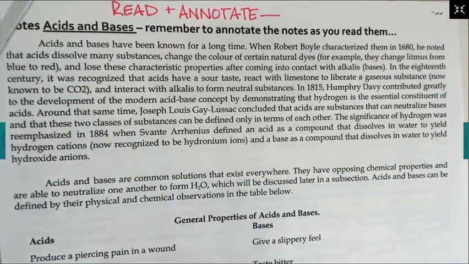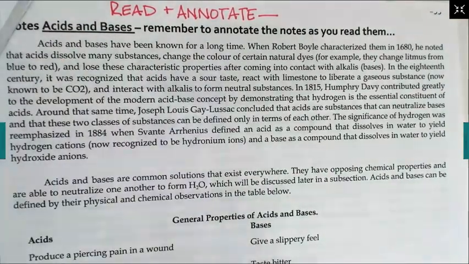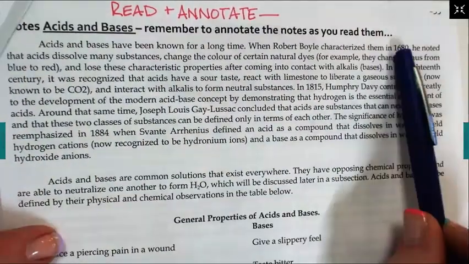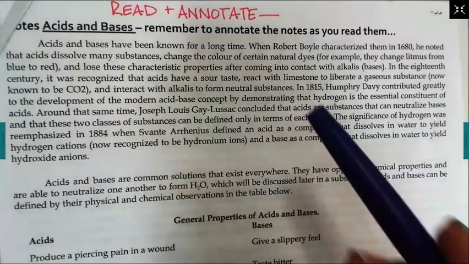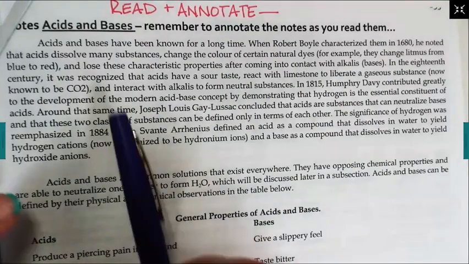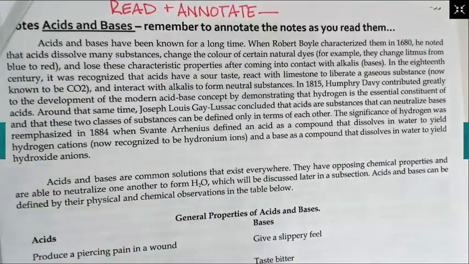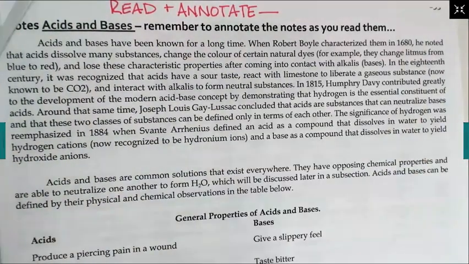Thank you. It says here, acids and bases have been known for a long time. When Robert Boyle characterized them in 1680, he noted that acids dissolve many substances, change color of certain natural dyes. For example, they change litmus from blue to red, and lose these characteristic properties after coming in contact with alkali, which we now know are bases. That was a long time ago, 1680.